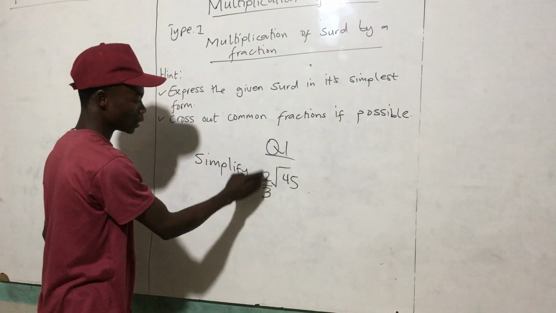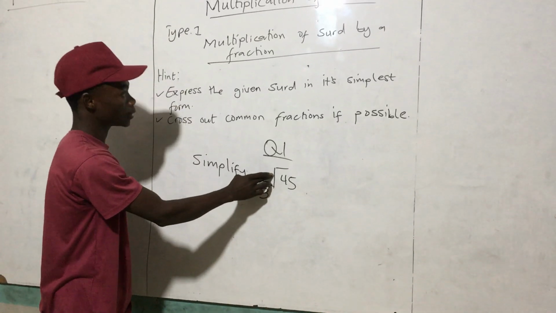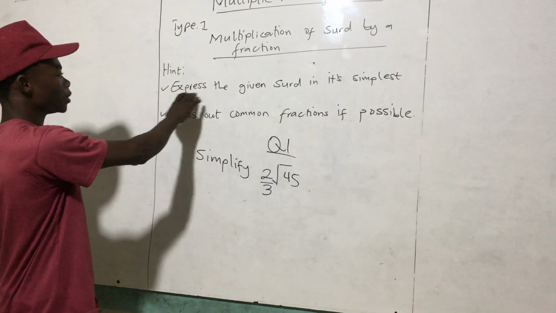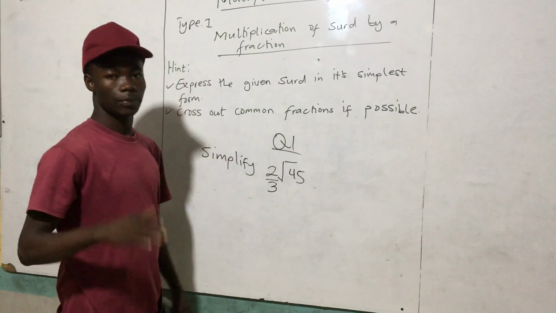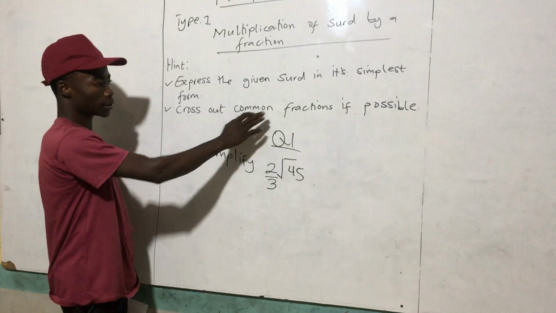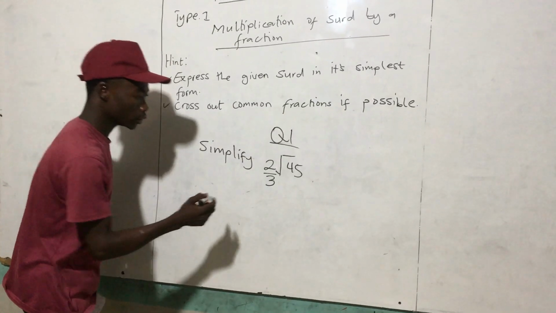So this is our fraction. 2 over 3 is our fraction. Multiplying the surd, that is root 45. Now, it says express the given surd in its simplest form. This surd, you have to express it in its simplest form. After you are done, then you cancel out common fractions if possible. So the solution.